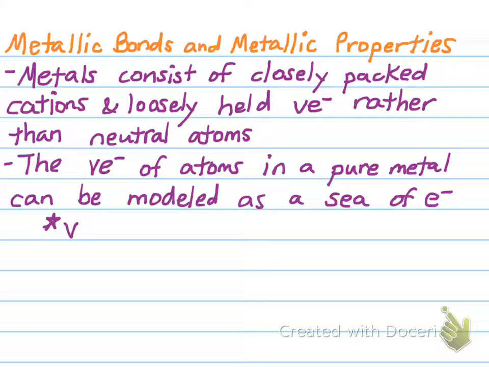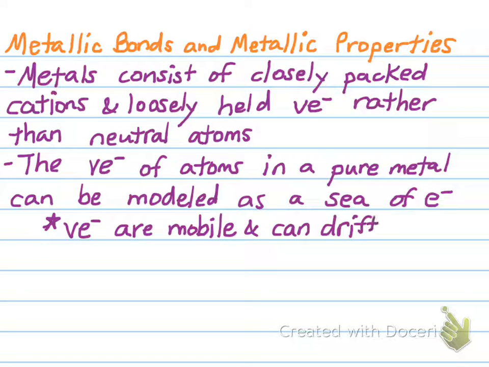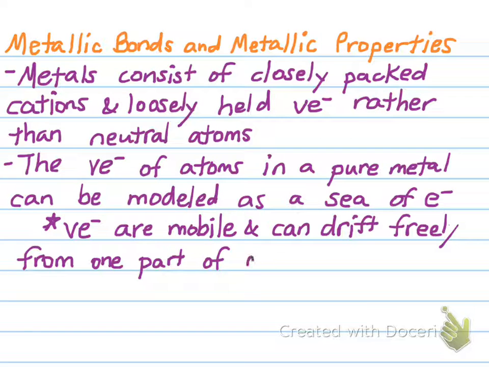The valence electrons are mobile, right? That means that they are free to move and can drift freely from one part of a metal to another.